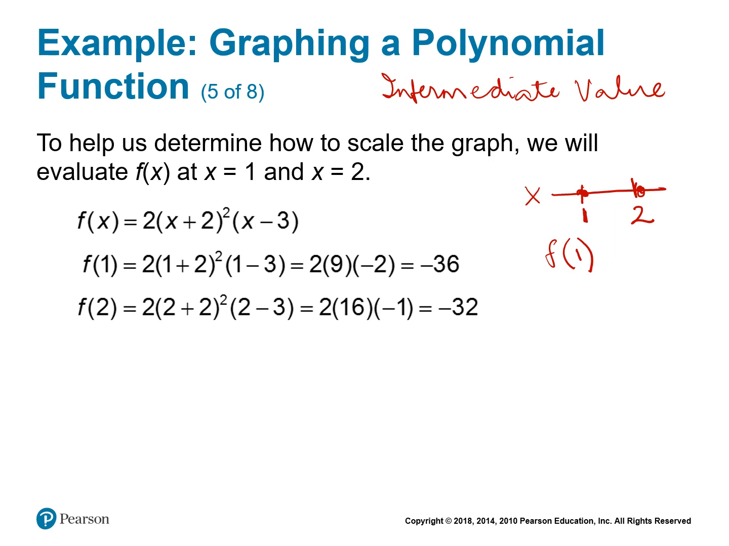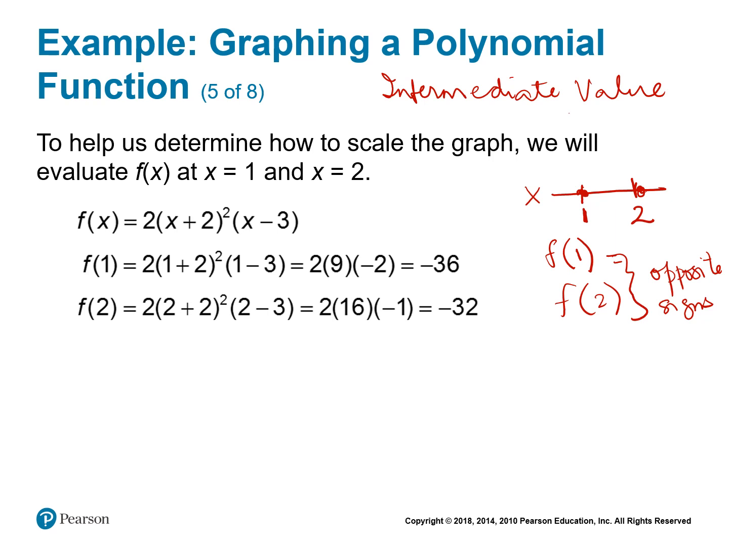So if f of 1 and f of 2 have opposite signs, then that would mean that there is an x-intercept somewhere in between this interval. That means a 0 exists somewhere, a 0 of the polynomial. In other words, the x-intercept exists somewhere in between 1 and 2. That's what the intermediate value theorem says.